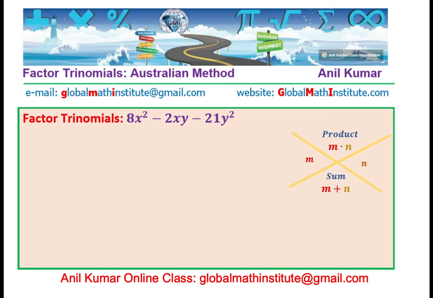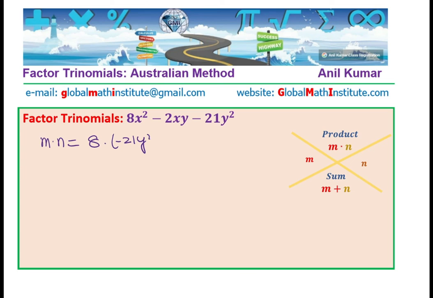Can you tell me what is the product in this case? So the product in this case is 8 times minus 21y squared. Do not forget that. So you can say minus 168y squared, and the sum is minus 2y. Is that clear to you? The coefficient of x is minus 2y. So what could be these two numbers? Well, the negative number definitely is bigger, and the positive number is smaller.